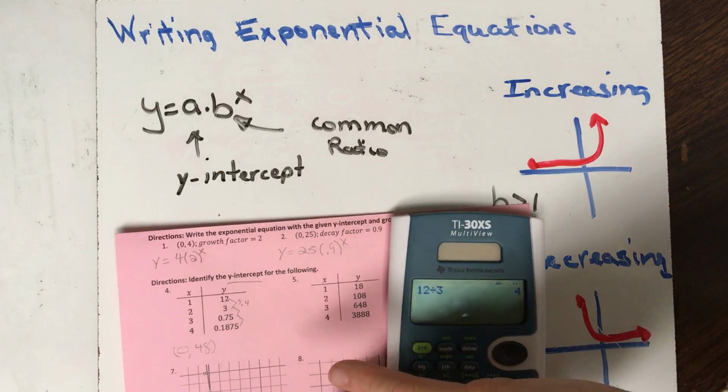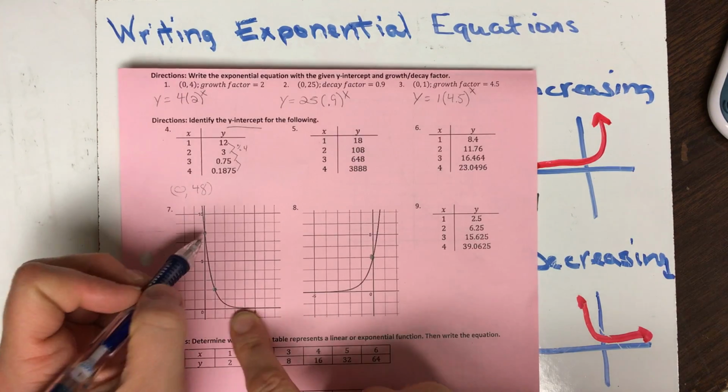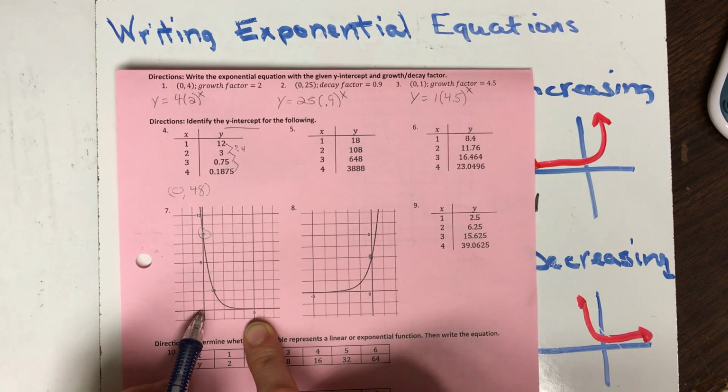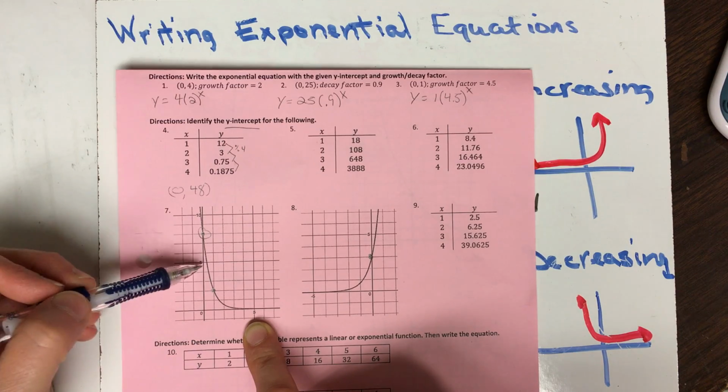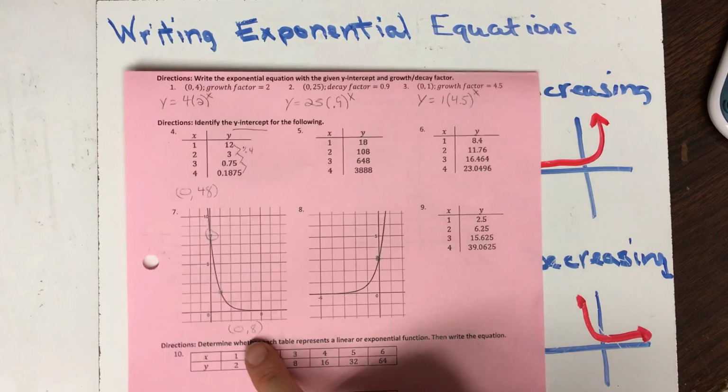All right, now, in this section we're also identifying our y-intercept from a graph. So that's right here, and that is 0, 8, written as an ordered pair.